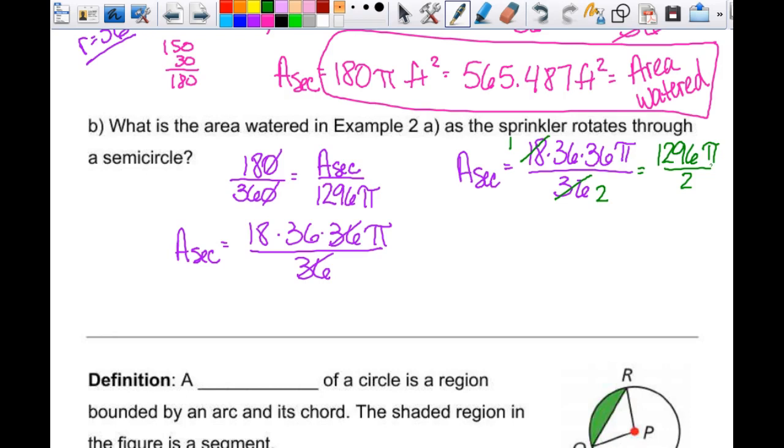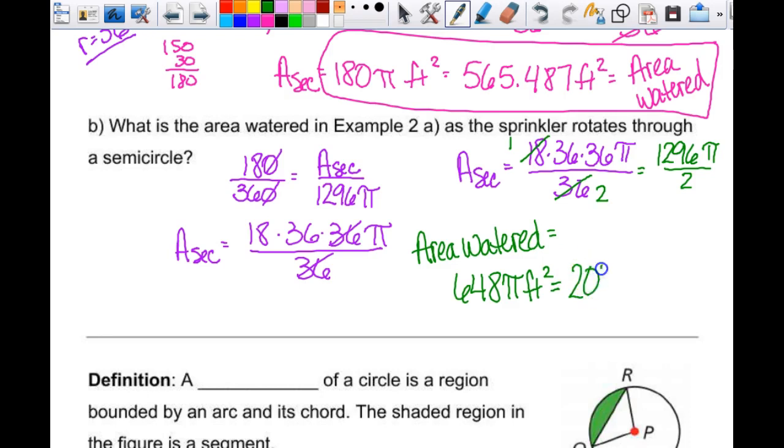So half of 1296, well, what is that? 648. So the area watered is 648 pi. See, math is beautiful. And that is feet squared. And then I'll just give you the decimal. See, I'd rather spend time explaining those things to you than letting you punch around on the calculator. I know you can punch on the calculator. That's part of the problem. 0.752 feet squared.